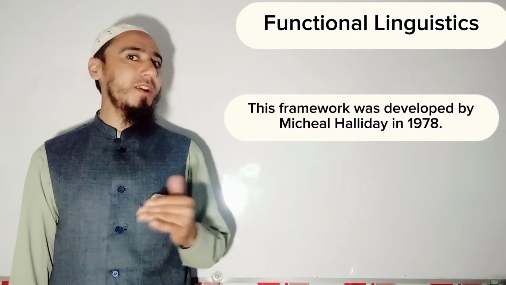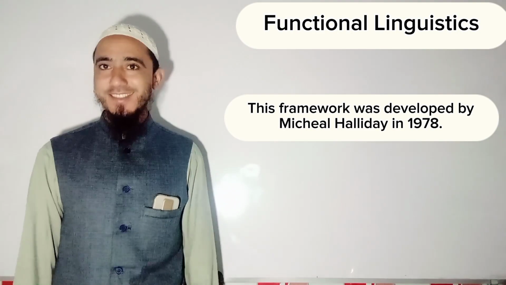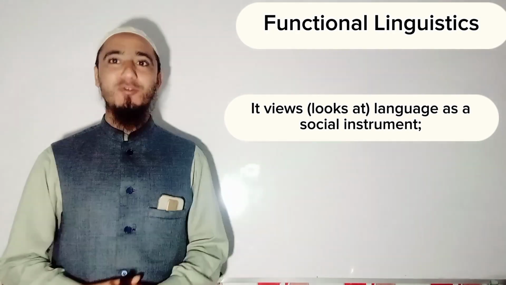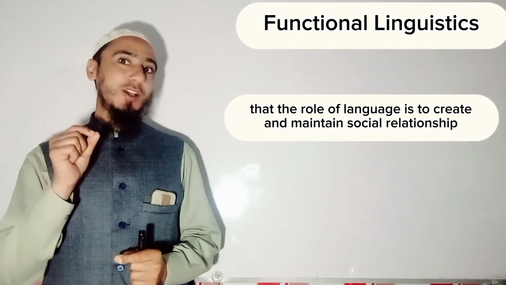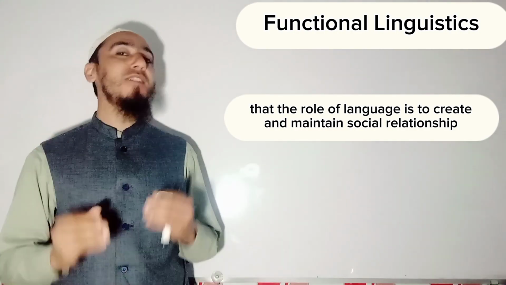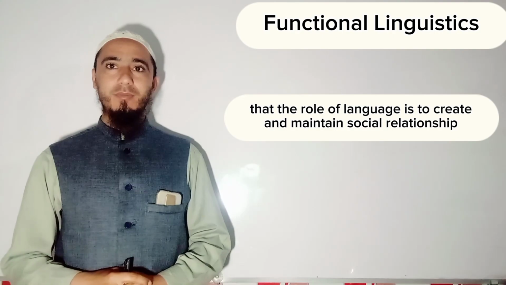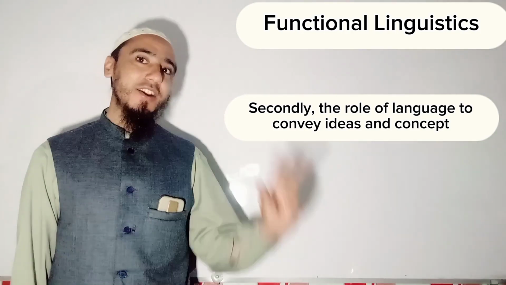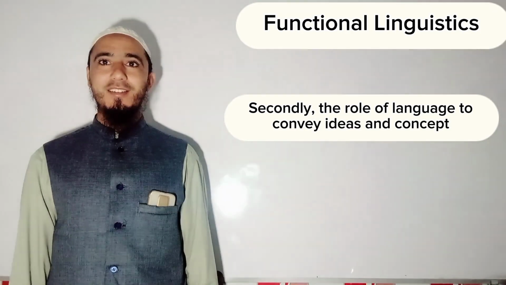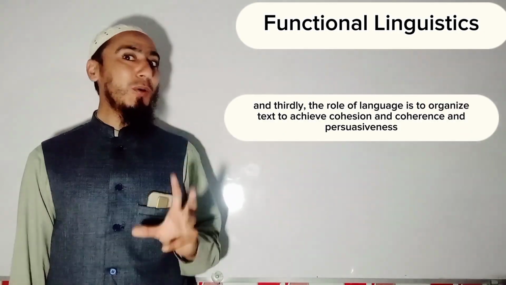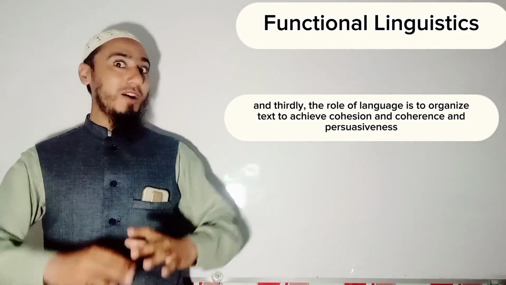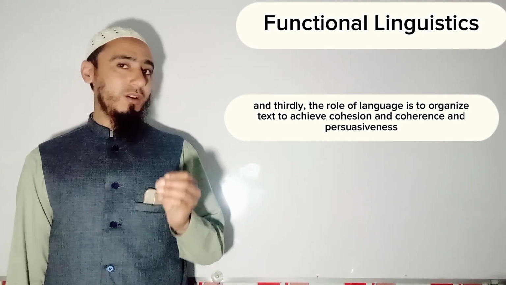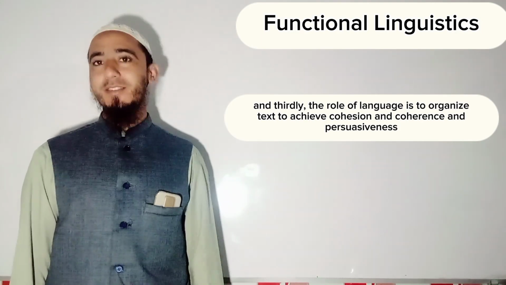This framework was developed by Michael Halliday in 1978. It views language as a social instrument. The role of language is to create and maintain social relationships. Secondly, the role of language is to convey ideas and concepts. And thirdly, the role of language is to organize the text, to achieve cohesion and coherence and persuasiveness.